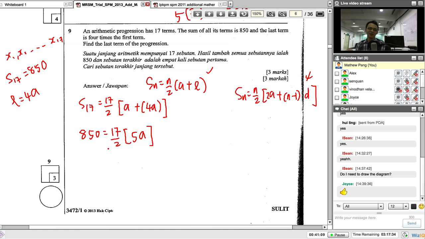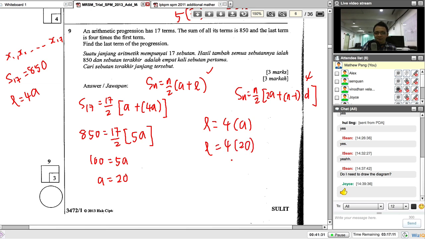After that you just solve this one using a calculator. Just give me a moment. So I move 17 over 2 to the other side. 850 divided by 17 multiplied by 2. So we got 100 equals 5a. So a is just equal to 20. What does the question want? Find the last term of the progression. So they want to find l. l is just 4a, so l equals 4 times 20 equals 80. Alright. No problem for this question, right?